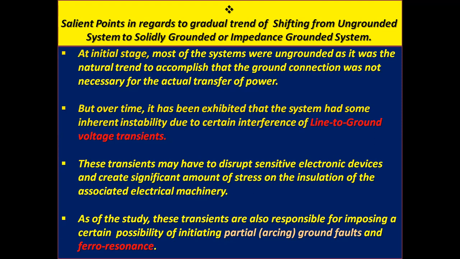But over time, it has been exhibited that the system had some inherent instability due to interference of line to ground voltage transients. These transients may disrupt sensitive electronic devices and create a significant amount of stress on the insulation of the associated electrical machinery. As per the study, these transients are also responsible for imposing a certain possibility of initiating partial, that is, arcing ground faults and ferro-resonance.